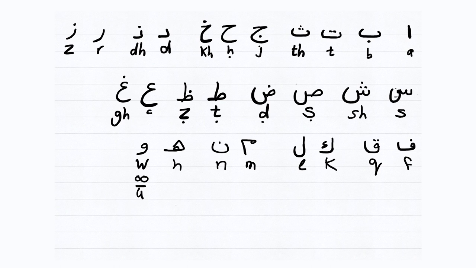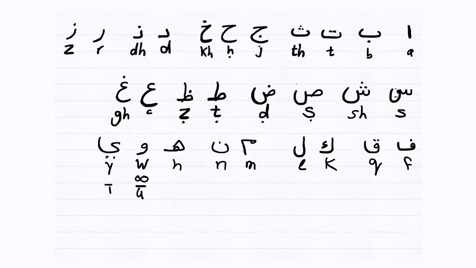The same is to be said about the other one. Yeah. It's either Y or a long I, meaning EE. So the letter wow and the letter yeah can either be consonant or vowel. If it's consonant, it has one pronunciation. If it's vowel, it has another.